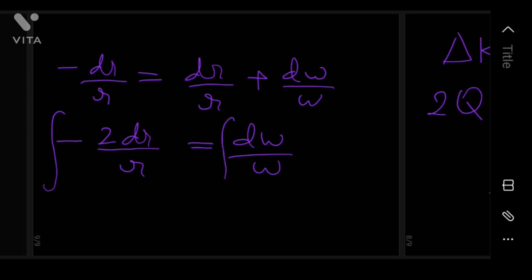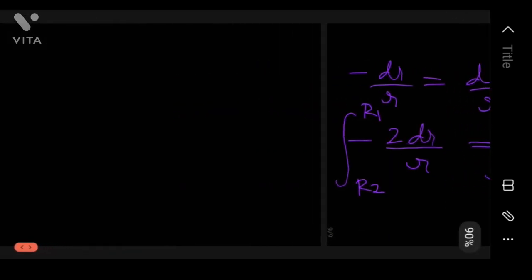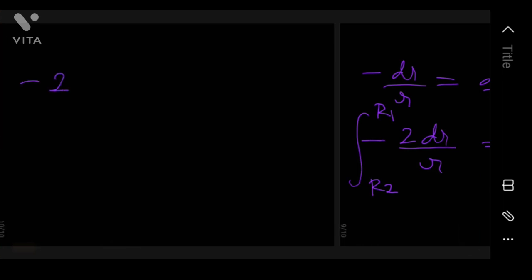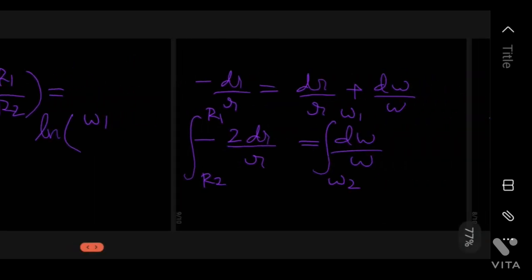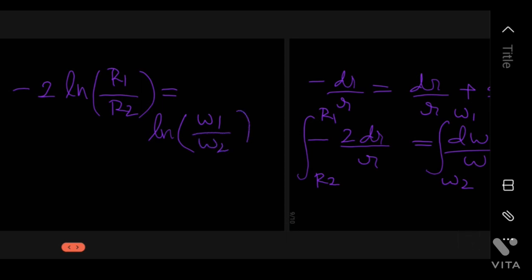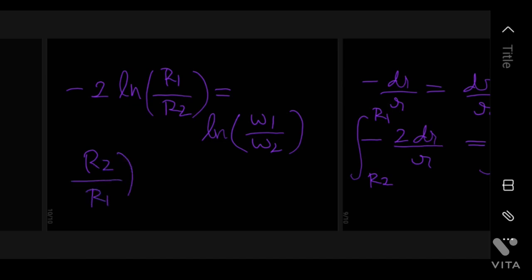So integration, from r1 to r2, where the corresponding angular velocity at r1 is omega 1 and at r2 is omega 2. So you can write minus 2 ln. When I integrate it, I can write 2 ln r1 by r2 is equal to ln omega 1 by omega 2. So we can write (r2 by r1) the whole square is equal to omega 1 by omega 2.